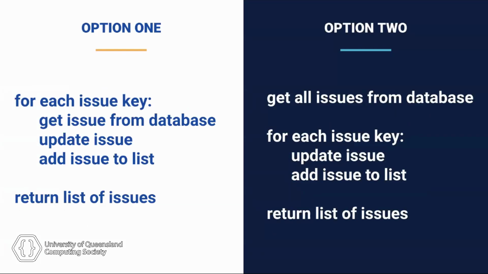So if you take a look at these two code paths, obviously this is pseudocode. Option 1. You have some operation to do on issues, let's say, a list of issues. In option 1, you loop over every issue, you get that issue from the database, you process that issue in whatever way, in this case, maybe an update. You add the issue to a list and then return that list of issues. Pretty simple, right? In option 2, it's slightly different. You get all the issues from the database first. You then loop over them and say, for each issue key, do that processing, add the issue to the list, and then return that list of issues.